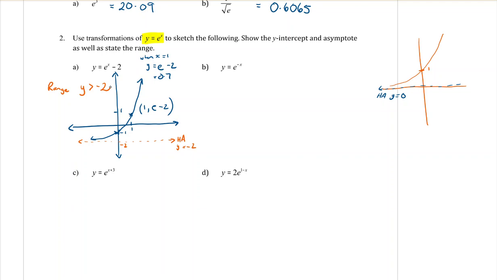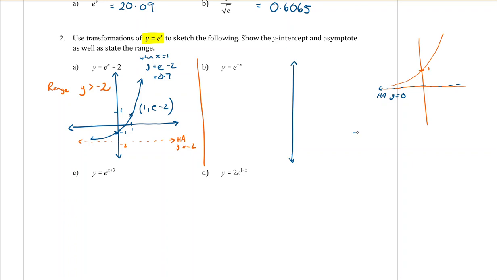All right, part B, let's draw the next one. Y is equal to e to the power of minus x. The difference in this question is that little minus sign on the power of x there. What is that going to do? Well, it is going to reflect the graph over the y-axis. But let's investigate that as we draw it.